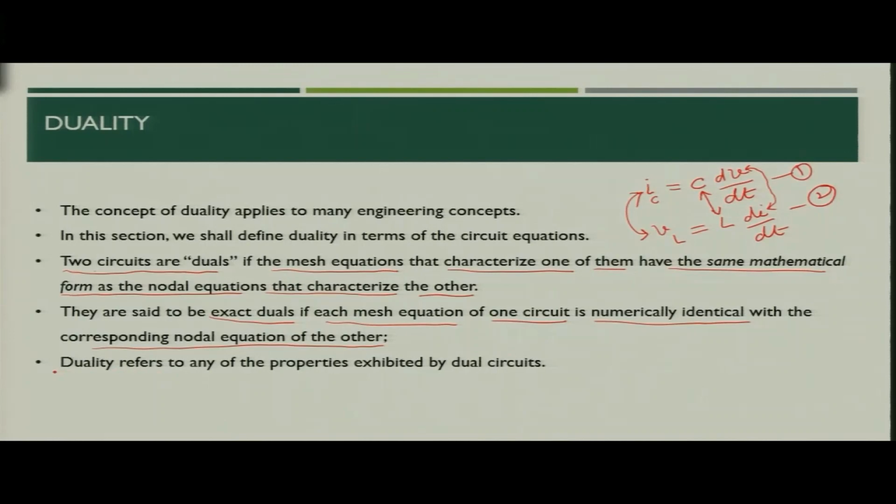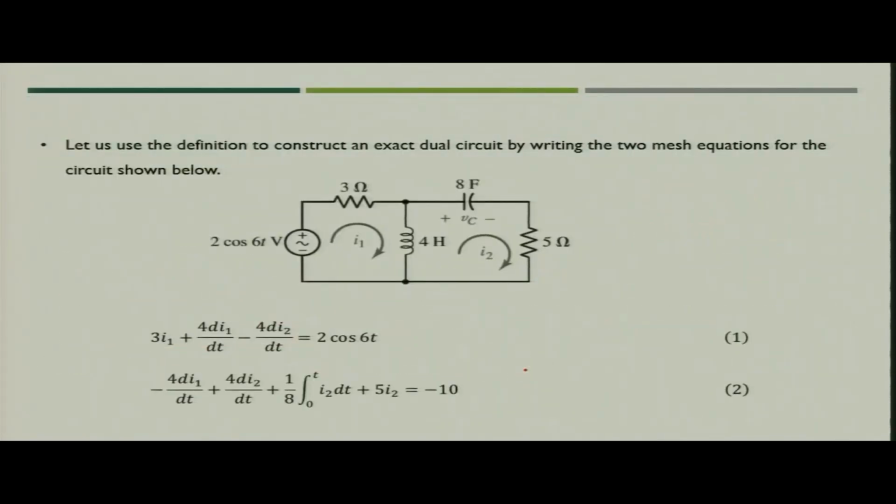So, what does duality mean? Duality refers to any of the properties exhibited by the dual circuits. Now, let us understand this concept with respect to one case study. So, let us see one circuit which is shown in the figure.